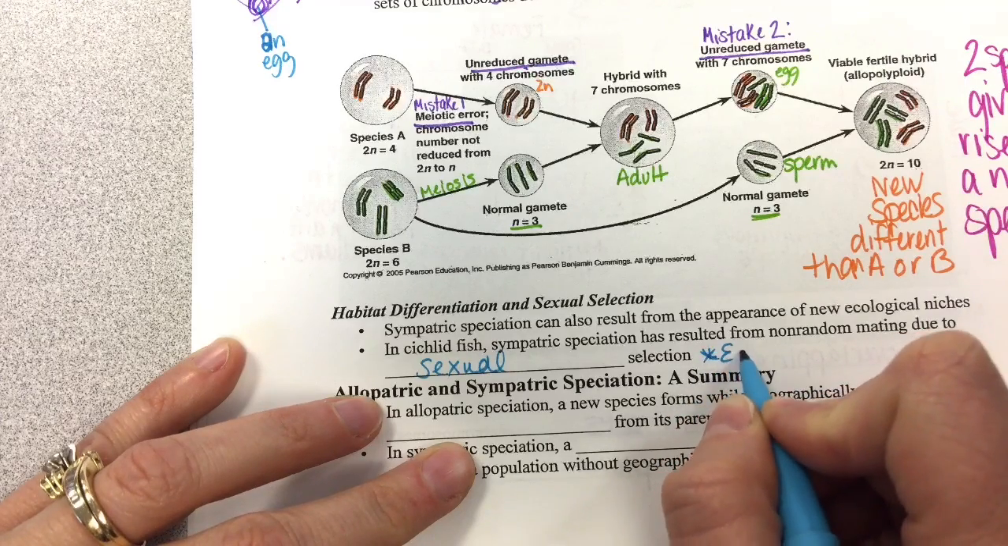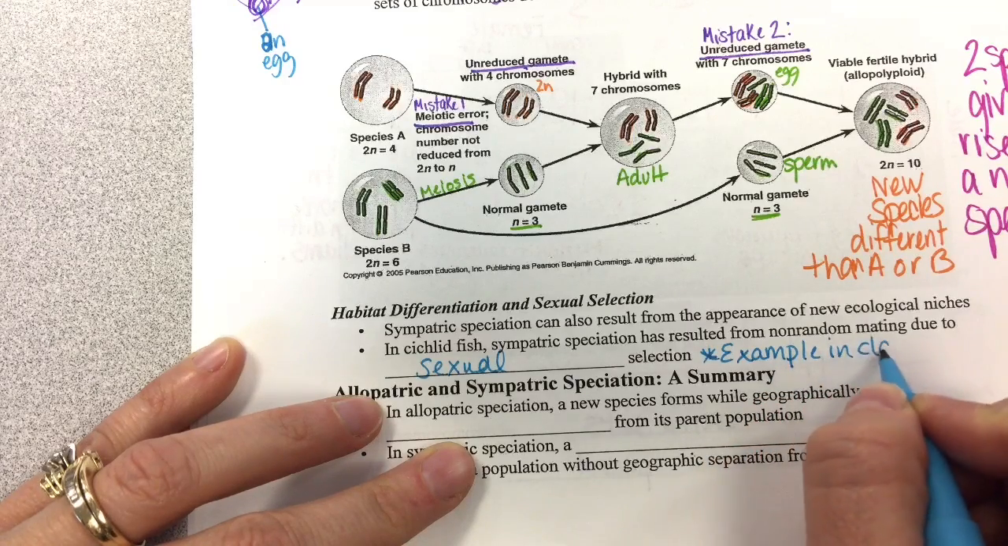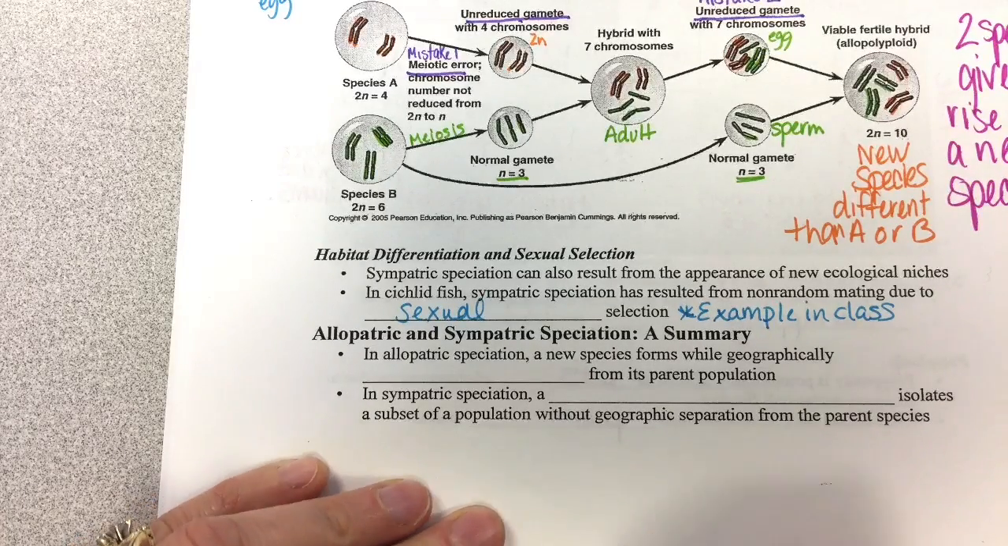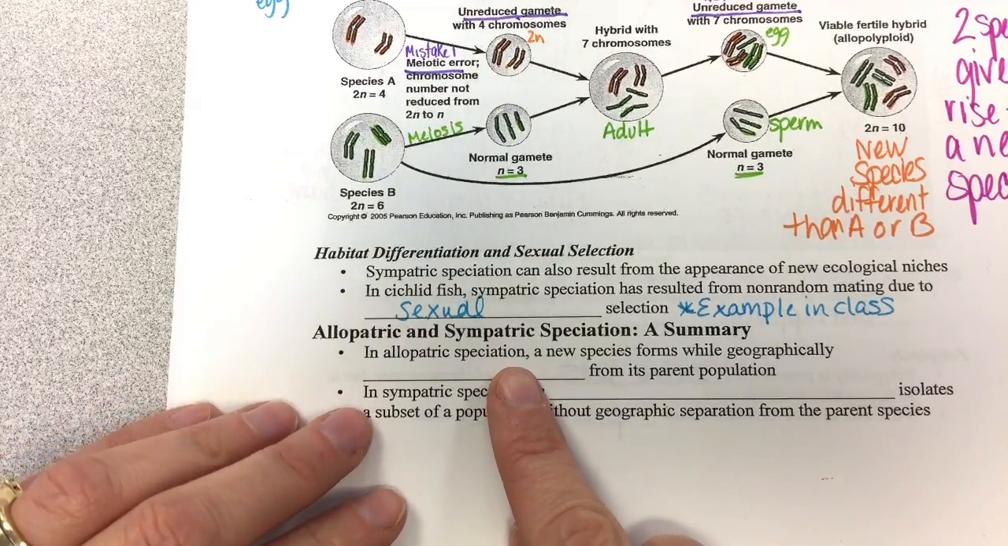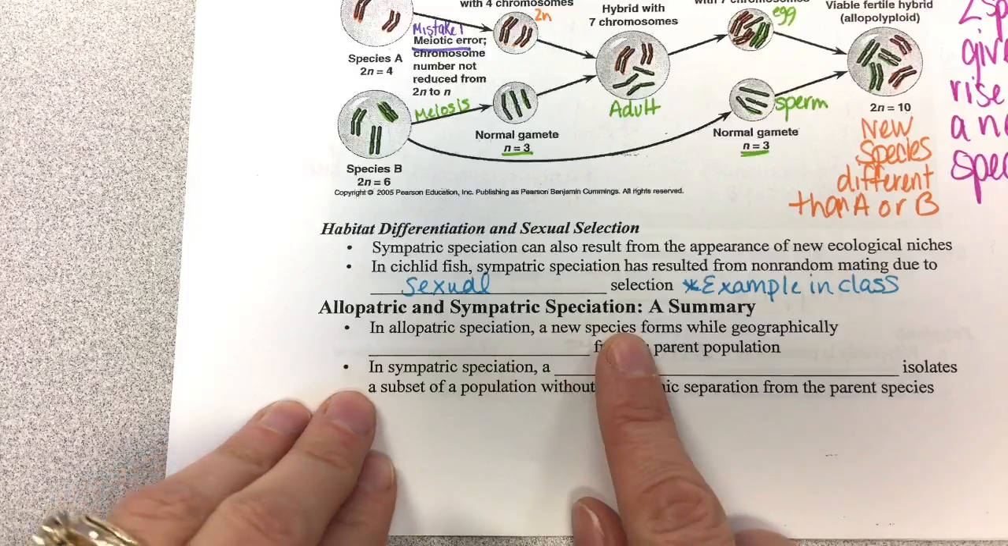All right, so I'm going to put this here and we're going to go through an example. All right, so let's summarize the allopatric speciation and sympatric speciation.